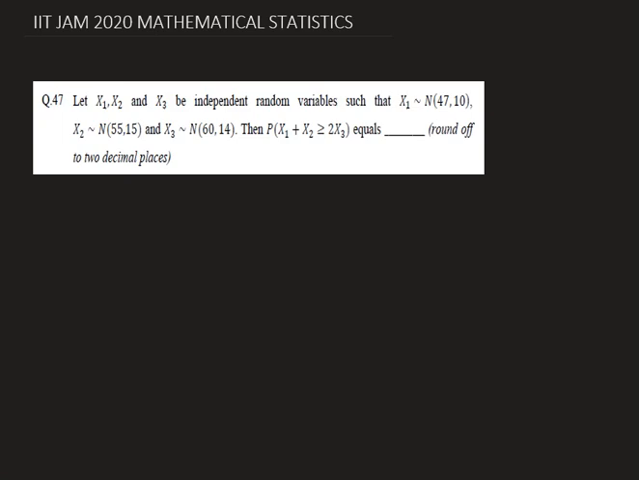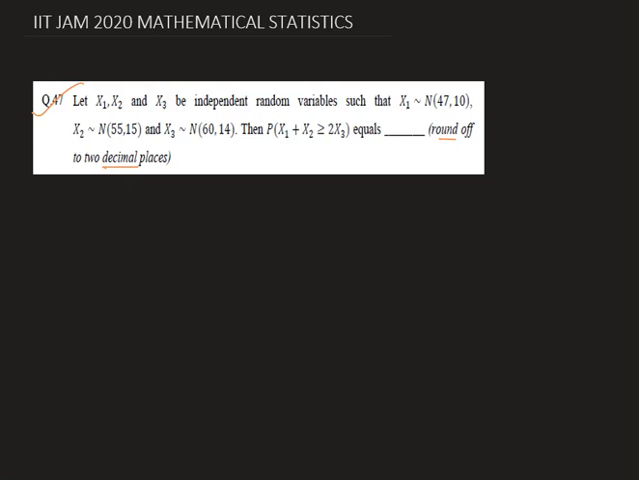Hello. Today we are going to solve one question from IIT JAM 2020 Mathematical Statistics. This is problem number 47. This is a numerical answer type question. So here we need to evaluate a numerical answer for the particular question, and we are told that we need to round it to two decimal places. So let's see what is in this question.